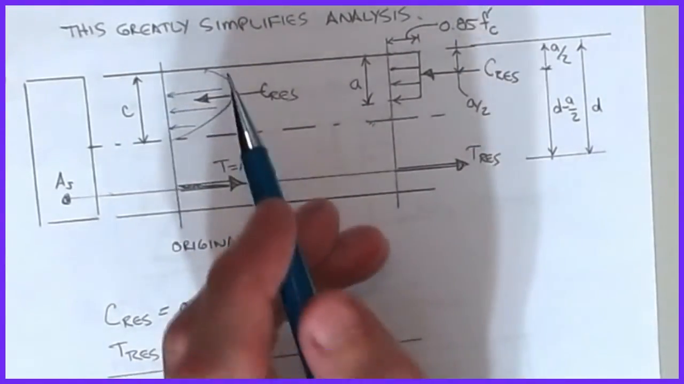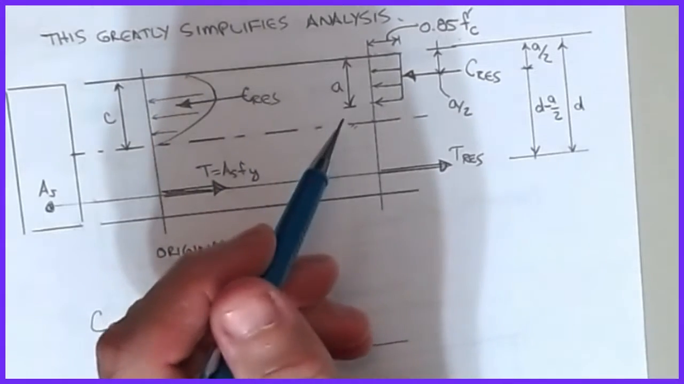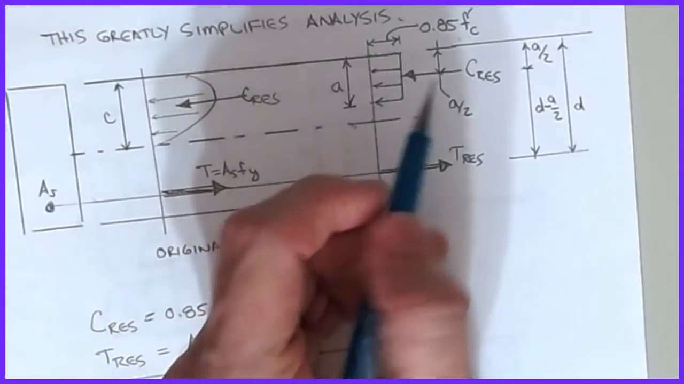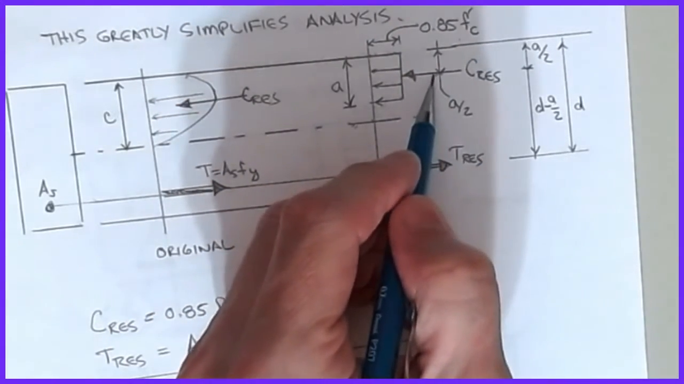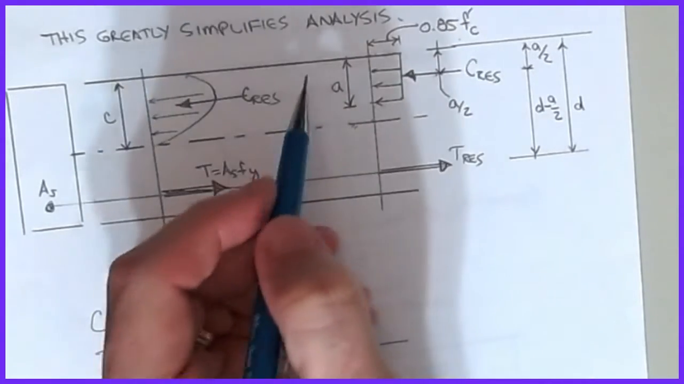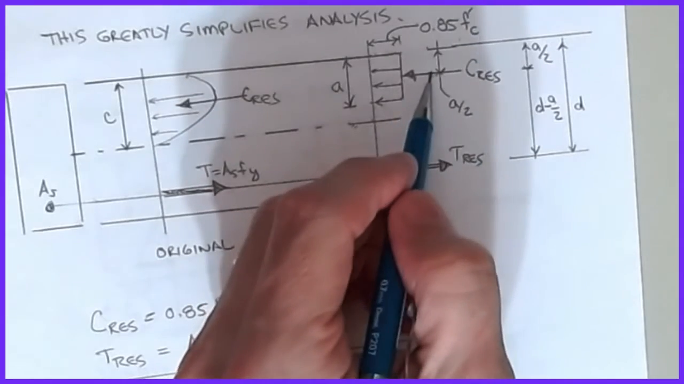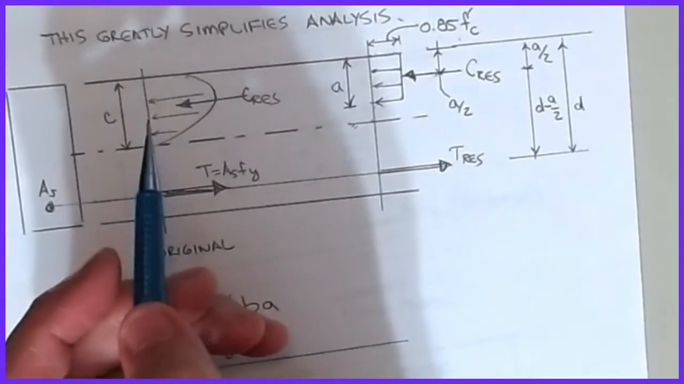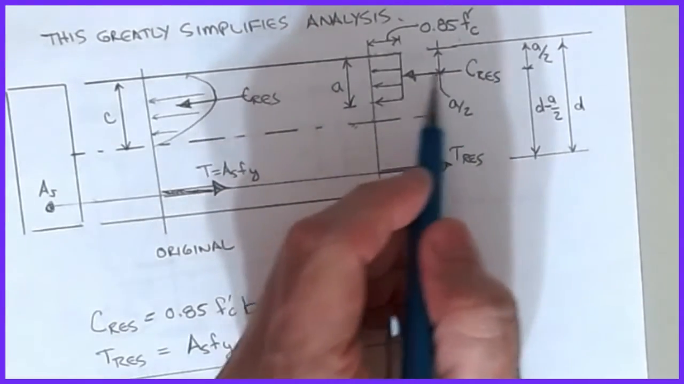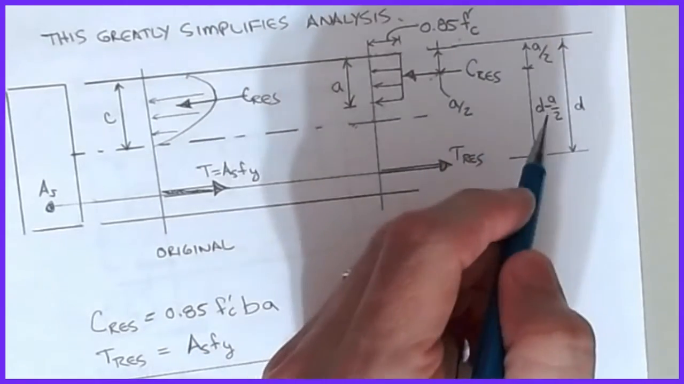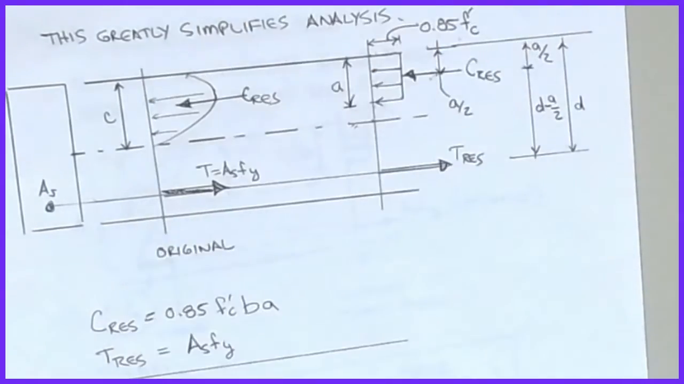But the part that really is the clincher for this methodology is that now you know the location of this as simply being a over 2. The block depth was a, so this guy, if he's the resultant of this region, has to be a over 2 down from the top. That's it. Then the moment arm between T res and C res is simply d minus a over 2. Super, super easy, piece of cake.